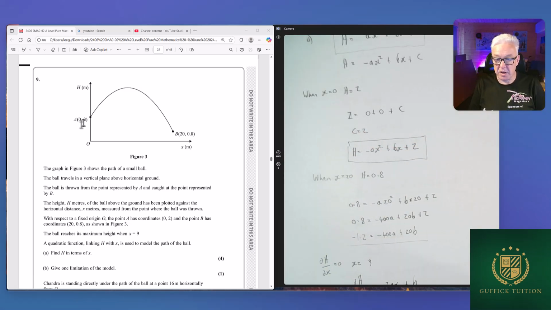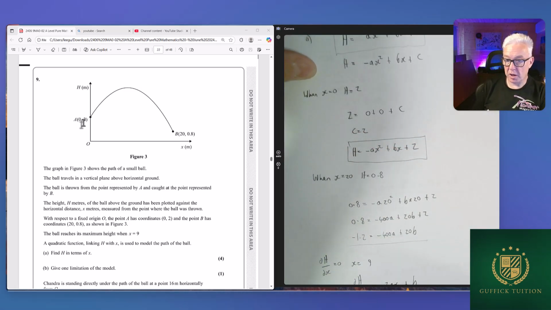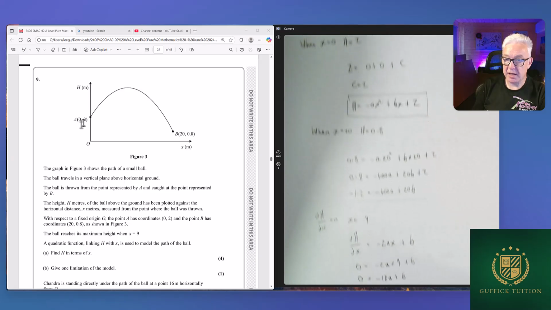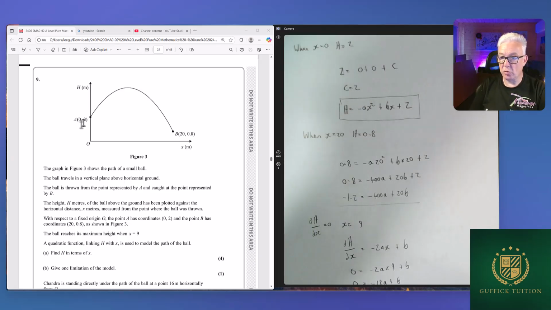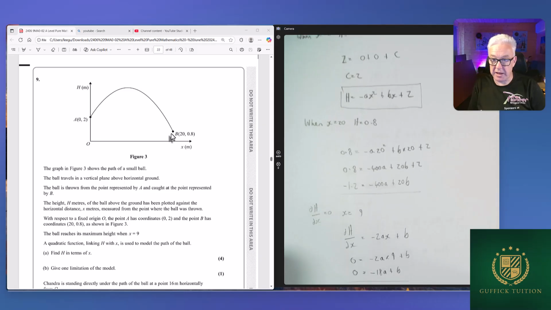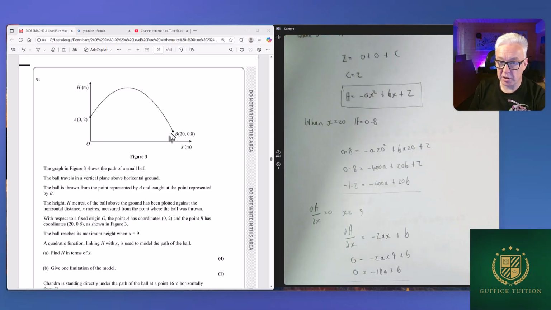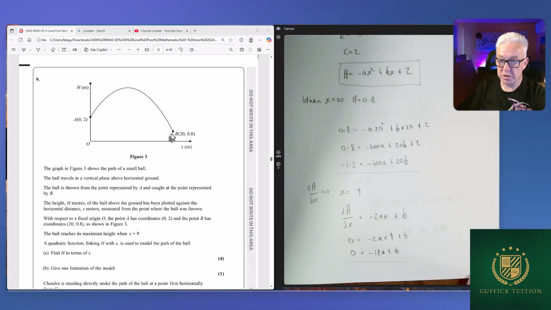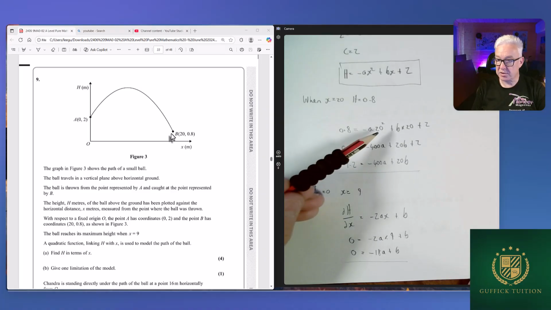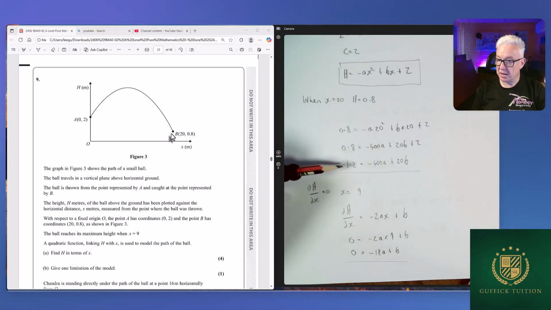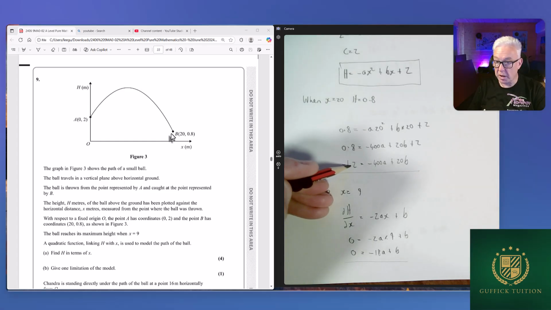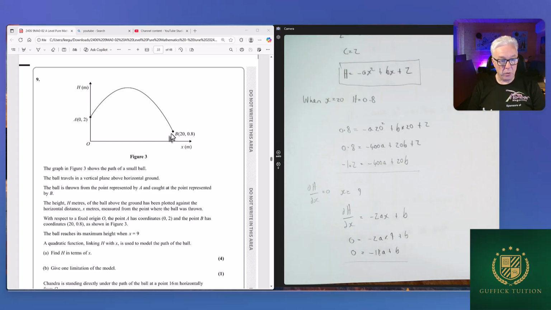What's the next step? When the ball is caught, when x is 20, h is 0.8, so over here. We can sub that in as well, and that's going to help us a little bit more. So it's caught at a height of 0.8 when x is 20, and that gives us this equation here that has in it a and b. So we've got one equation with two unknowns. Okay, so what else are we told?